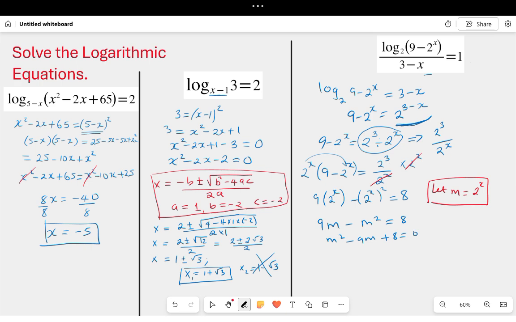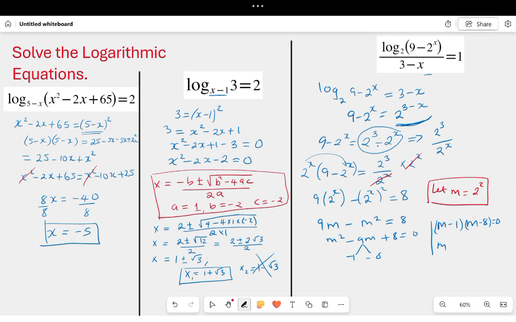Solving this by factorization, what are the two numbers? When we add, we get negative 9. When we multiply, we get positive 8. They are negative 1 and negative 8. And therefore, the solution for this quadratic is going to be m minus 1 and m minus 8 is equals to 0.